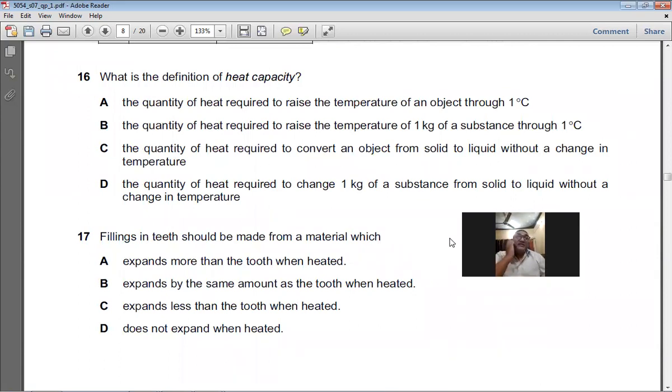What is the definition of the heat capacity? The heat capacity is the amount of energy needed to raise the temperature of a body through 1 degree centigrade. The quantity of heat required to raise the temperature of an object through 1 degree centigrade is known as the heat capacity.